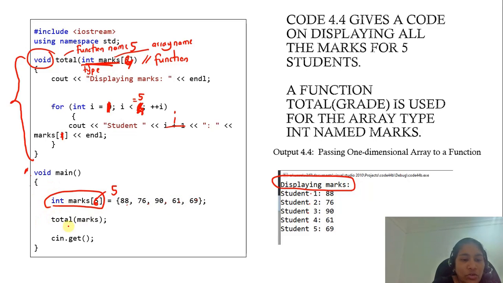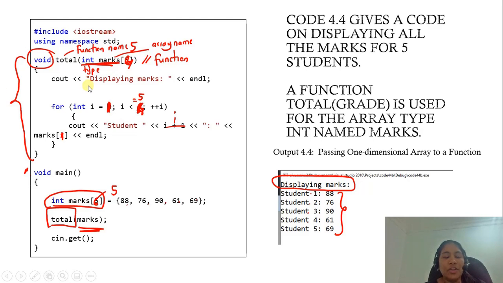You can also put total mark. Instead of putting another loop, it will just display all these one by one. So this is how you display all the marks for 5 students by using a function called total. I think that's all I would like to cover for one-dimensional arrays.